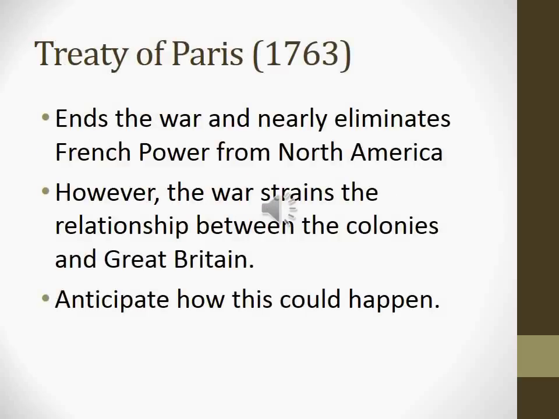In 1763, the Treaty of Paris is signed, ending the French and Indian War. French power is virtually eliminated from the New World. However, relations are now strained between the 13 colonies and the British. Anticipate how the war could have hurt their relationship.